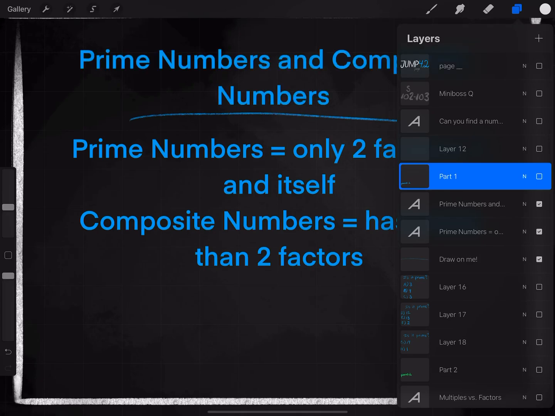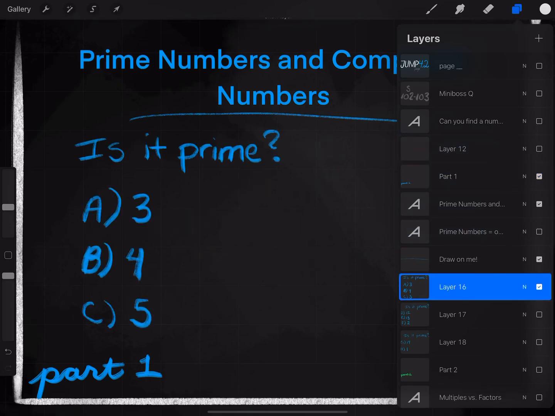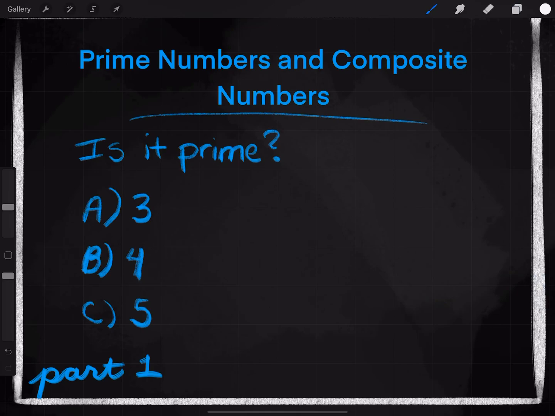Is it prime? Okay, so a prime number will only have 2 factors, so a great way of finding if it's prime is to list out the factors. So 3, we have 1, we have 3, 2 can't be a factor because 2 times something doesn't equal 3, at least 2 times a whole number doesn't equal 3, so we've just got 1 and 3. So it only has 1 and itself 3, so it's prime.